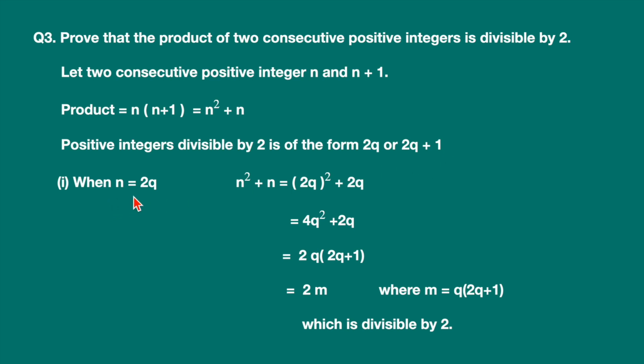So let n be 2q. First case, let us put n is equal to 2q. Substitute here in this product. Okay. Open the brackets, you get 4q square plus 2q. Take out 2q common, you get 2q plus 1 within the bracket. So here you can write it as 2m, where m is equal to q into 2q plus 1. So here you can see that one of the factors is 2. Therefore, this is divisible by 2. So n square plus n is divisible by 2.